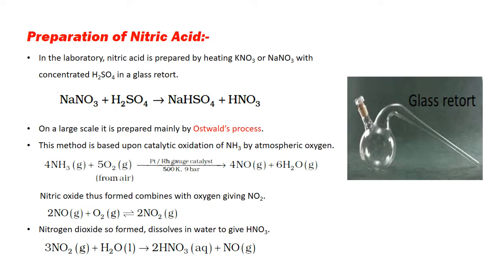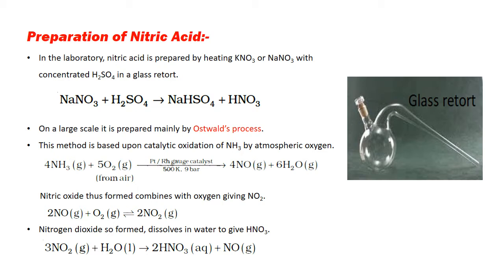Now, preparation of nitric acid. In the laboratory, nitric acid can be prepared by reaction of potassium nitrate or sodium nitrate with concentrated sulfuric acid. And the apparatus used is a glass retort as given in the picture.